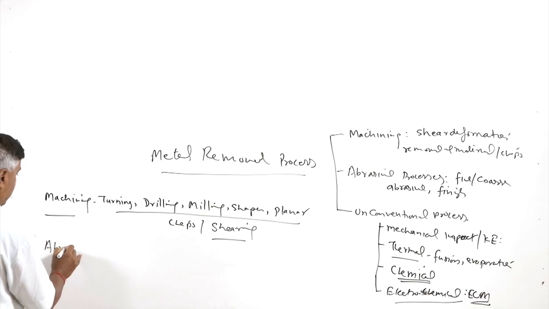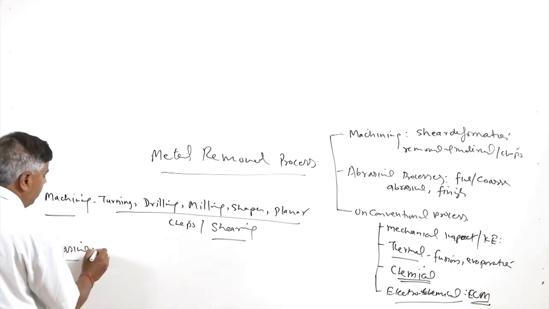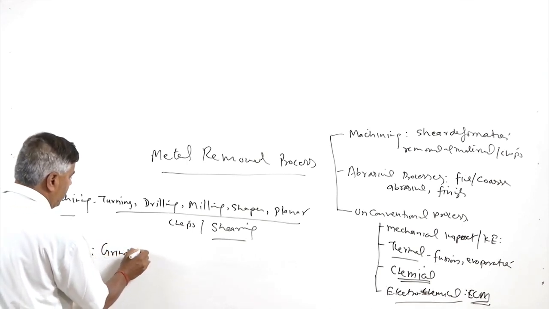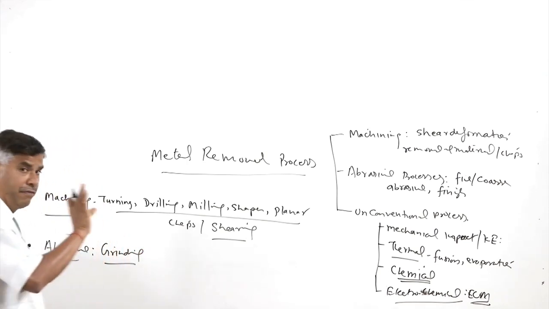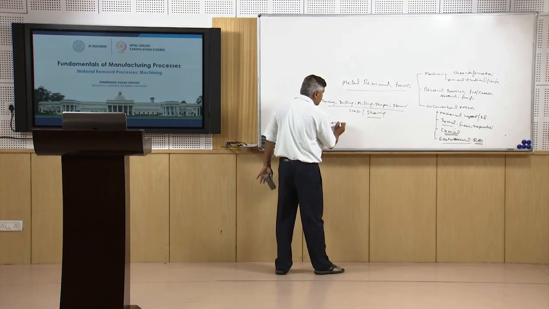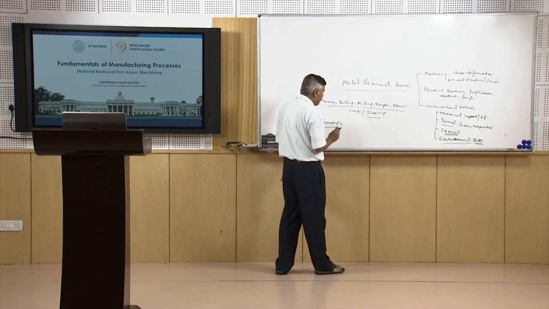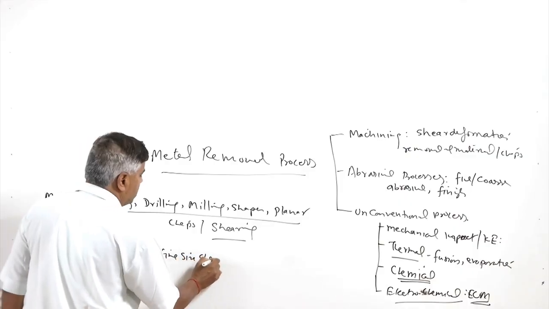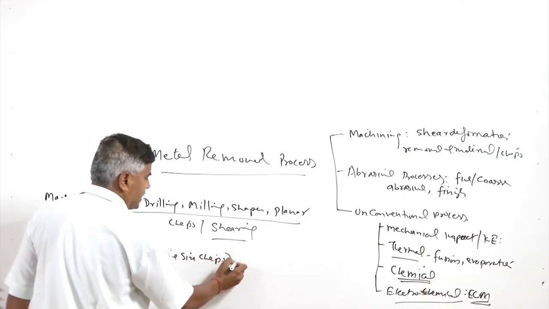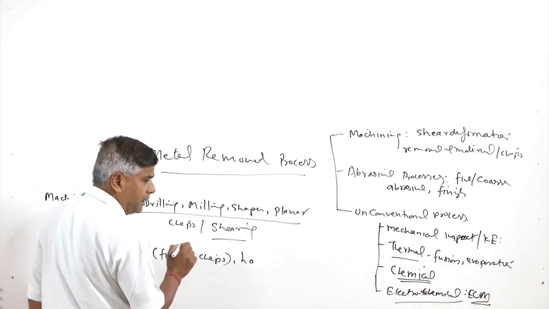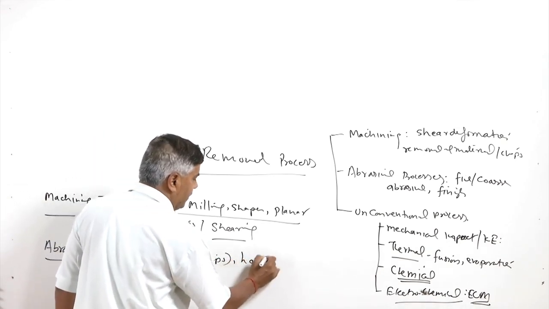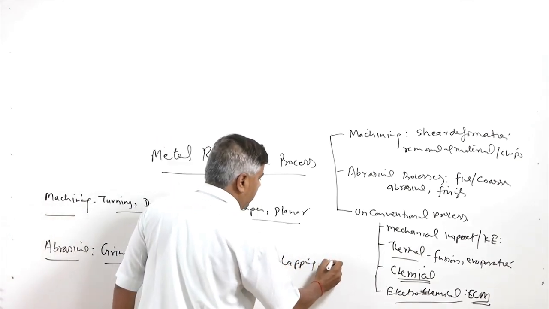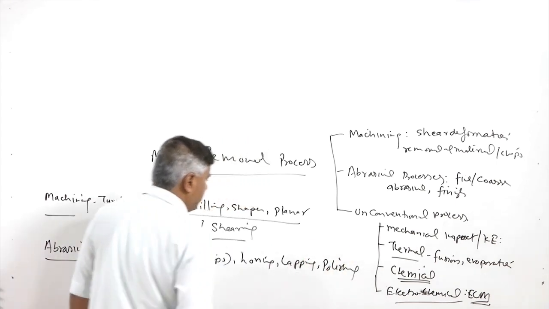Then we have the abrasive processes. One of the main abrasive processes is grinding, wherein fine size abrasives are fitted with the bonding material, which removes the material in very small size. So, basically very fine size chips are produced in this case. Other processes in the abrasive category are honing, lapping, and polishing. All these are the abrasive processes.